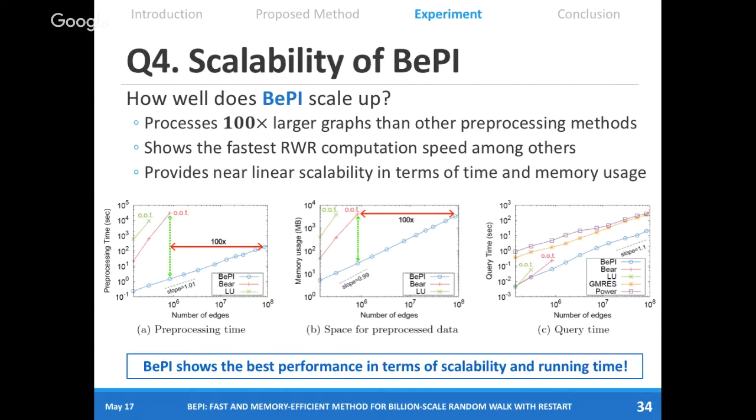Let's check the scalability of BEPI. We evaluate the preprocessing time, memory space, and query time according to the number of edges. As you can see, BEPI processes 100 times larger graphs than other preprocessing methods, and BEPI shows the fastest RWR computation speed among other methods. And BEPI provides real linear scalability in terms of time and memory usage.